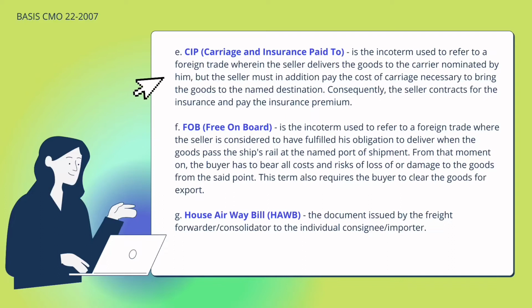Note nga sa kaning carriage and insurance paid to, ang seller mo ay mo bear sa cost until ang delivery kay mo take place, but this also does not guarantee that the goods will arrive in perfect condition at their destination.